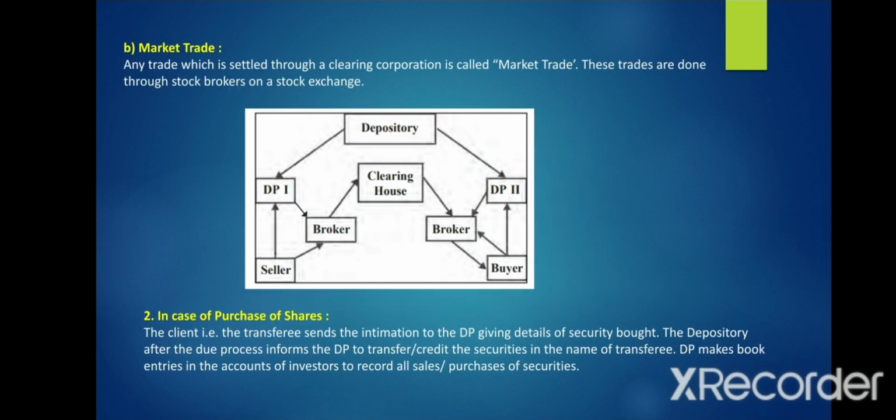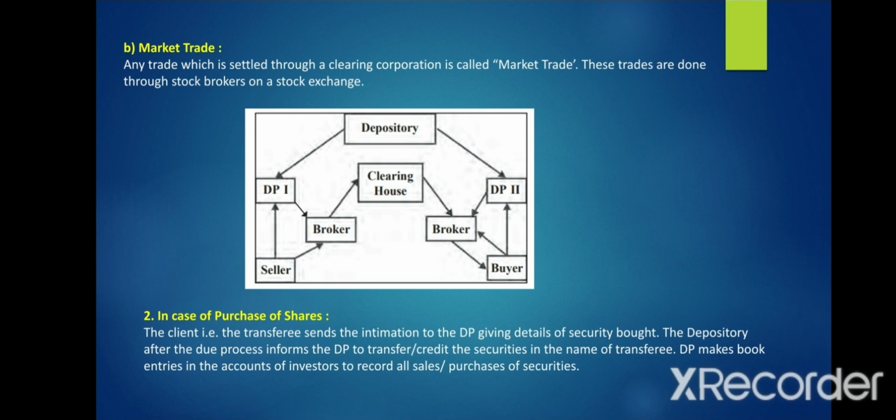B. Market trade. Any trade which is settled through a clearing corporation is called market trade. These trades are done through stockbrokers on a stock exchange. Procedure. Number 1. Transferor gives delivery instruction to his depository participant. So, securities move from transferor's accounts to the transferor's broker account.